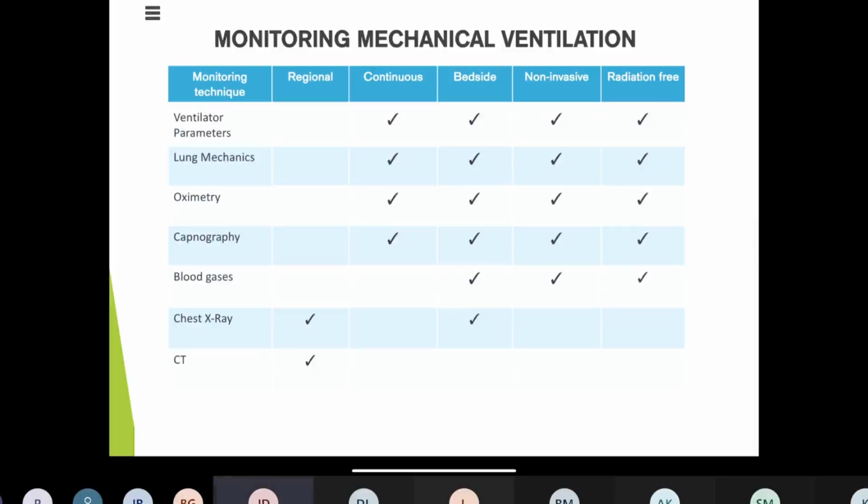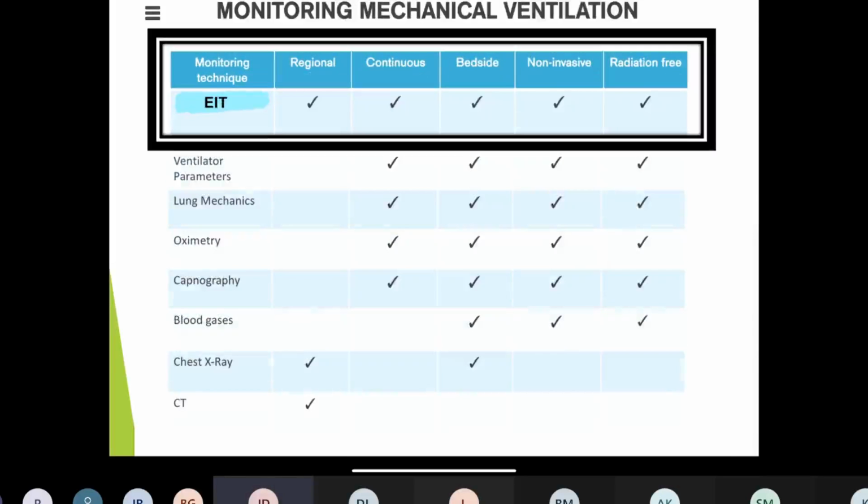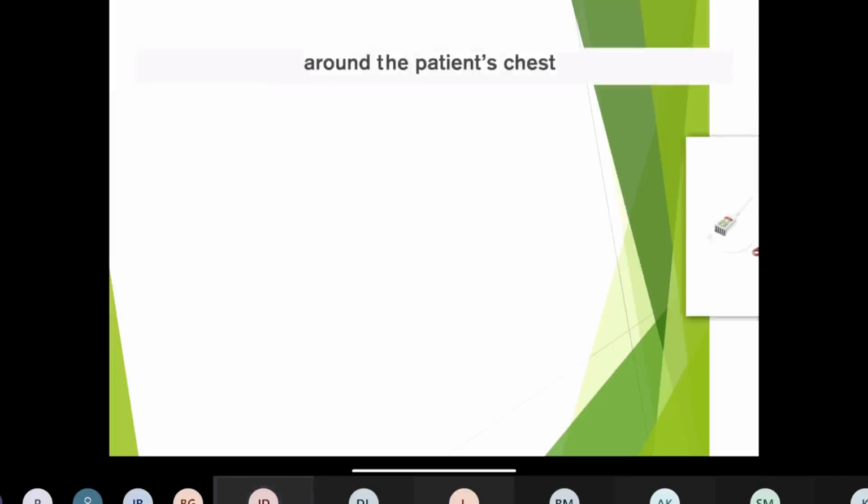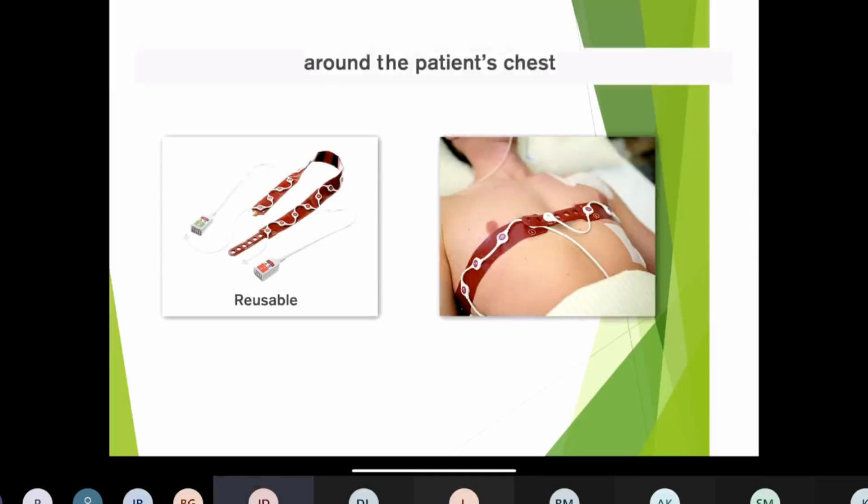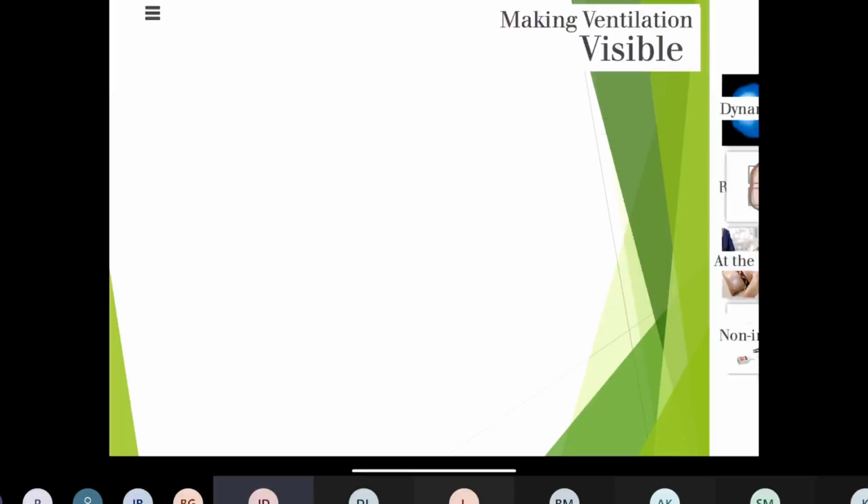And we have other monitoring capabilities which lack regional lung information. But EIT can fulfill all of these requirements. For example, regional information is provided, it is continuous, and it is at the bedside. You can monitor non-invasively, and it is radiation free because we just provide a small electric signal to monitor this regional information as a lung image.